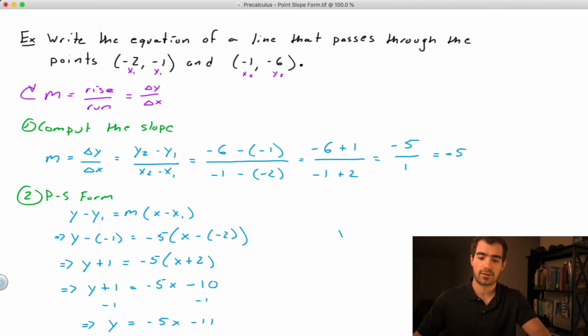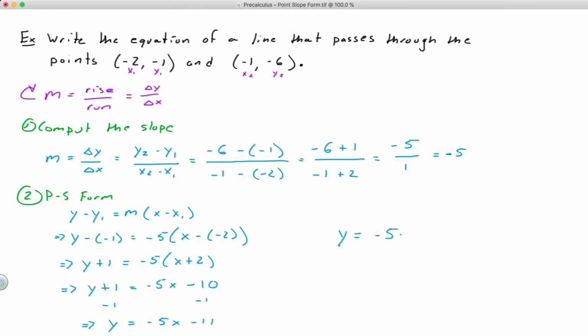And so we have our final equation of our line in an explicit form. Y is equal to -5x minus 11. And if we want, we can even go ahead and check to confirm that this is right by taking either of our points, or maybe in particular the other point that we didn't use, and plugging that into our equation and making sure that it does in fact work, that the statement y is equal to -5x minus 11 is actually true at this value.